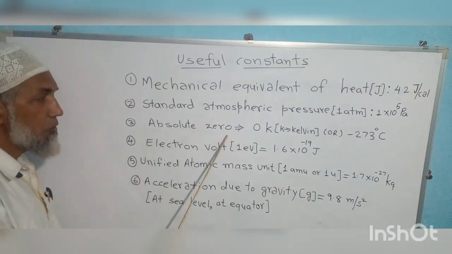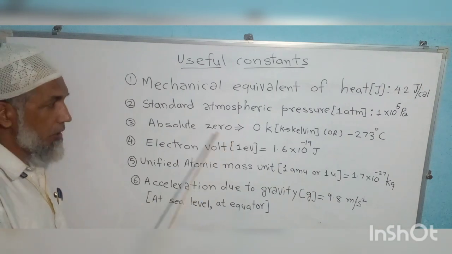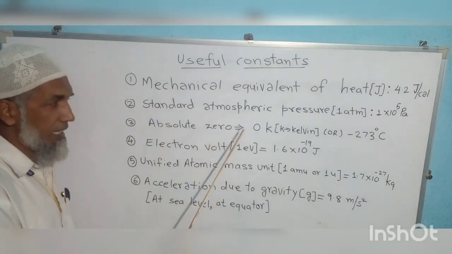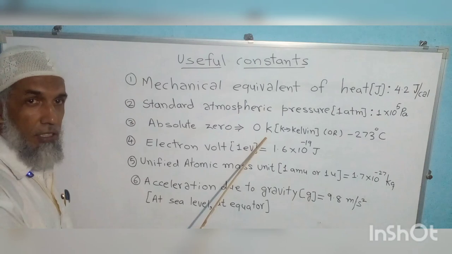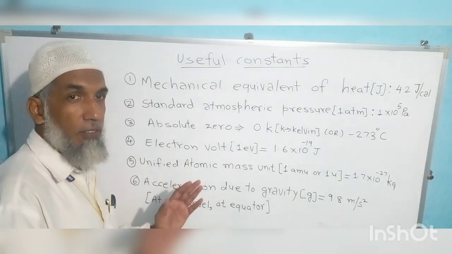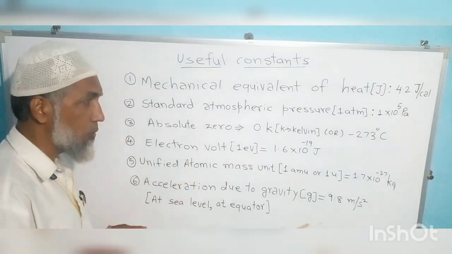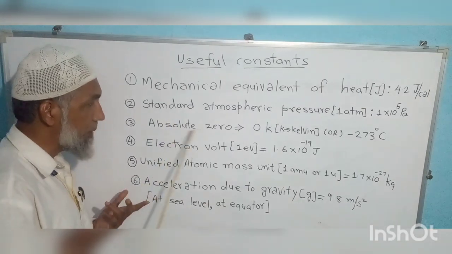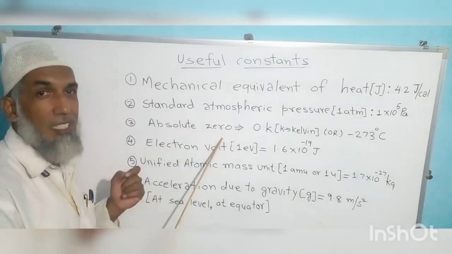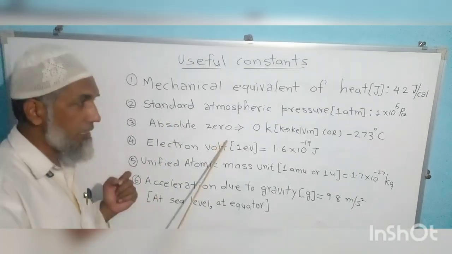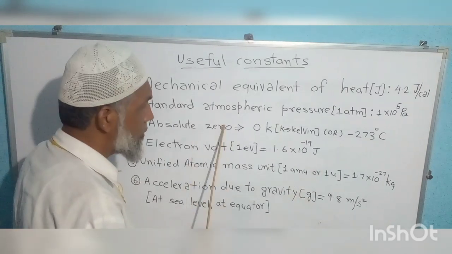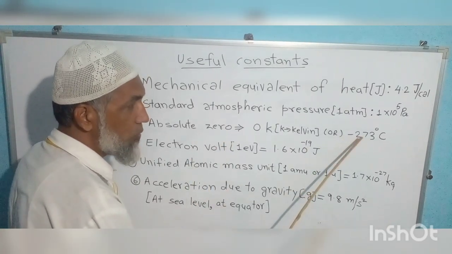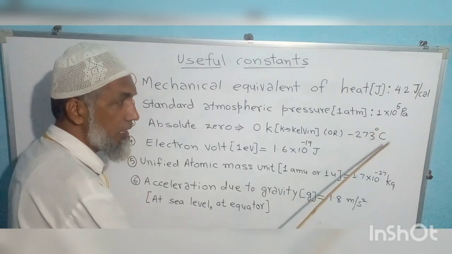Then absolute zero. The value of absolute zero is taken as 0 Kelvin. Or you can say 0 Kelvin is called absolute zero. But when you are defining absolute zero in terms of Celsius, then you write the value of absolute zero as minus 273 degrees Celsius.